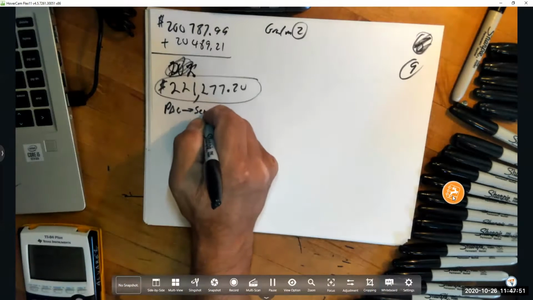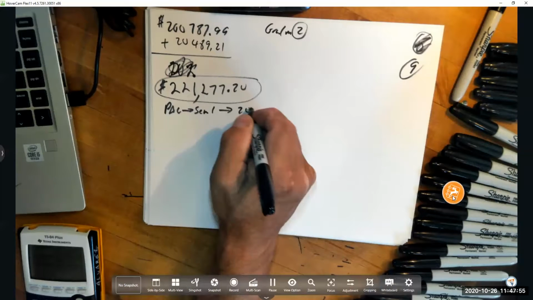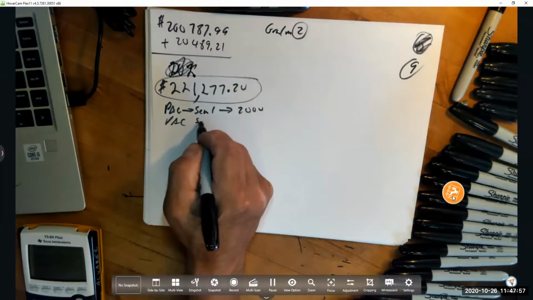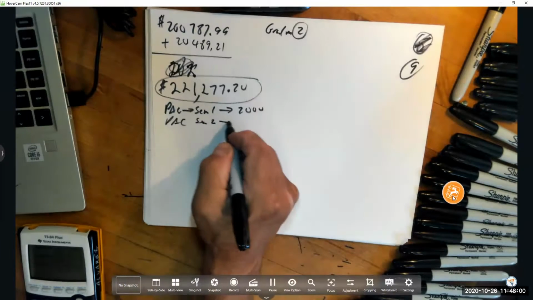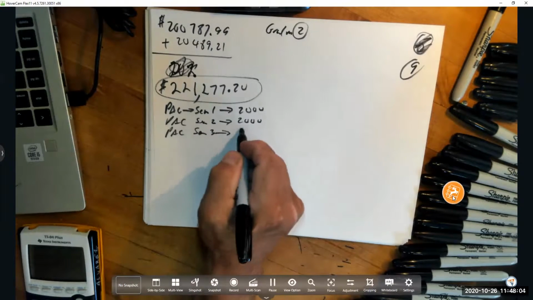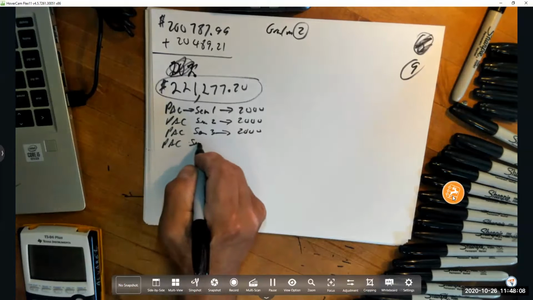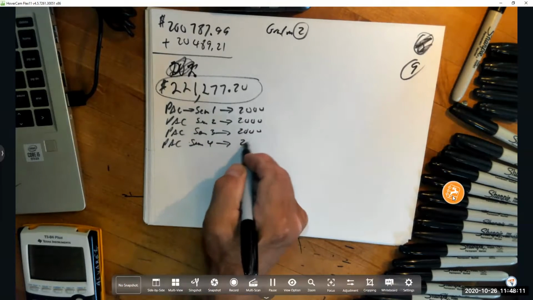1. Semester 1 will probably cost you $2,000. Easy. You go to PAC again. Semester 2, it's going to cost you another $2,000. You're going to file out again. Semester number 3, another $2,000. It doesn't matter. You get cash. Don't worry about it, man. You're going to go semester number 4, another $2,000.